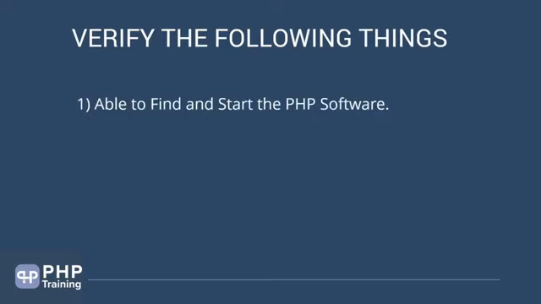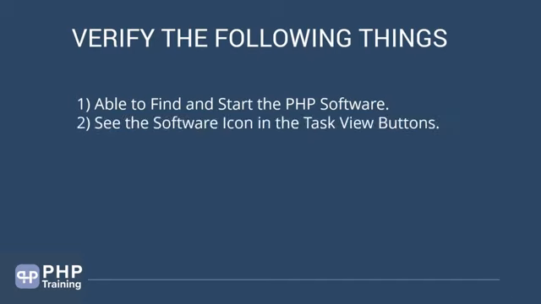Well, if you have installed AMPPS, then you should be able to find that software and you should be able to start that software. Second, you should see the software icon in the task view buttons to make sure the software is running. Then you should be able to start and stop the software. This is a very key thing that you should learn, how to start and stop your software.